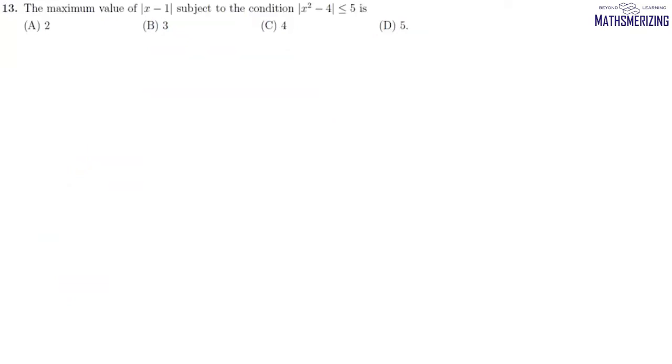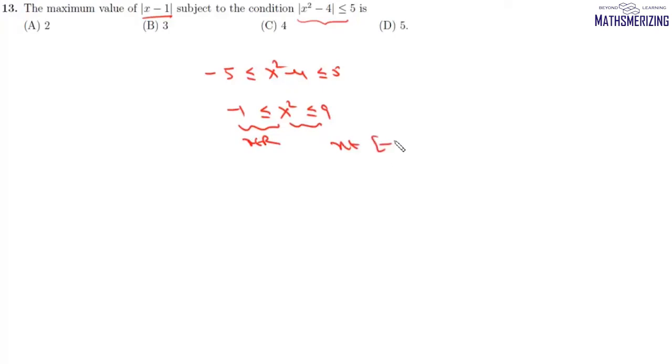Now here the question is, find the maximum value of mod x minus 1 subject to the condition mod of x square minus 4 is less than equal to 5. We can write this as minus 5 less than equal to x square minus 4 less than equal to 5. Now it will be minus 1 less than equal to x square less than equal to 9. Now this is true for all x belongs to R. Now if we solve this, we'll get x should lie between minus 3 and plus 3.